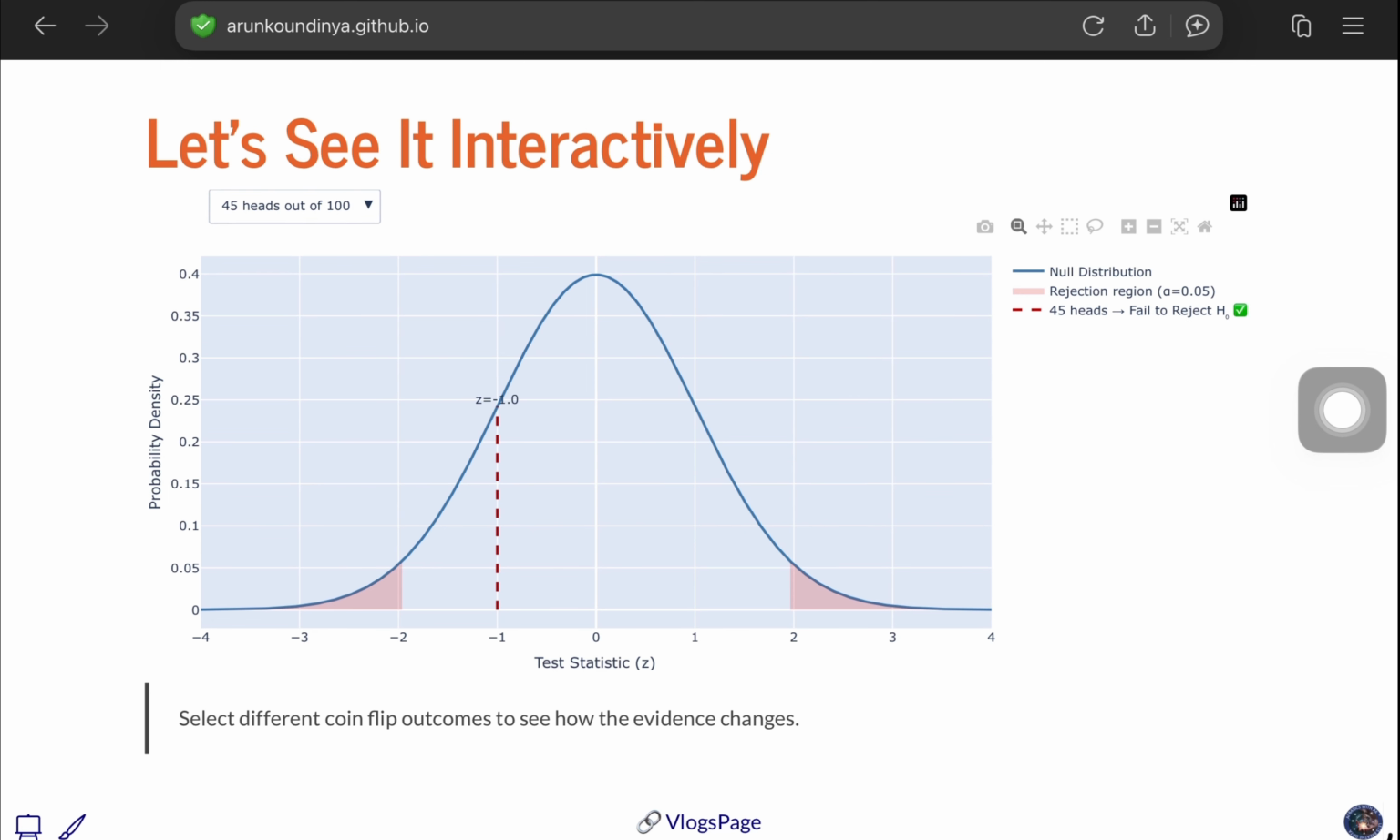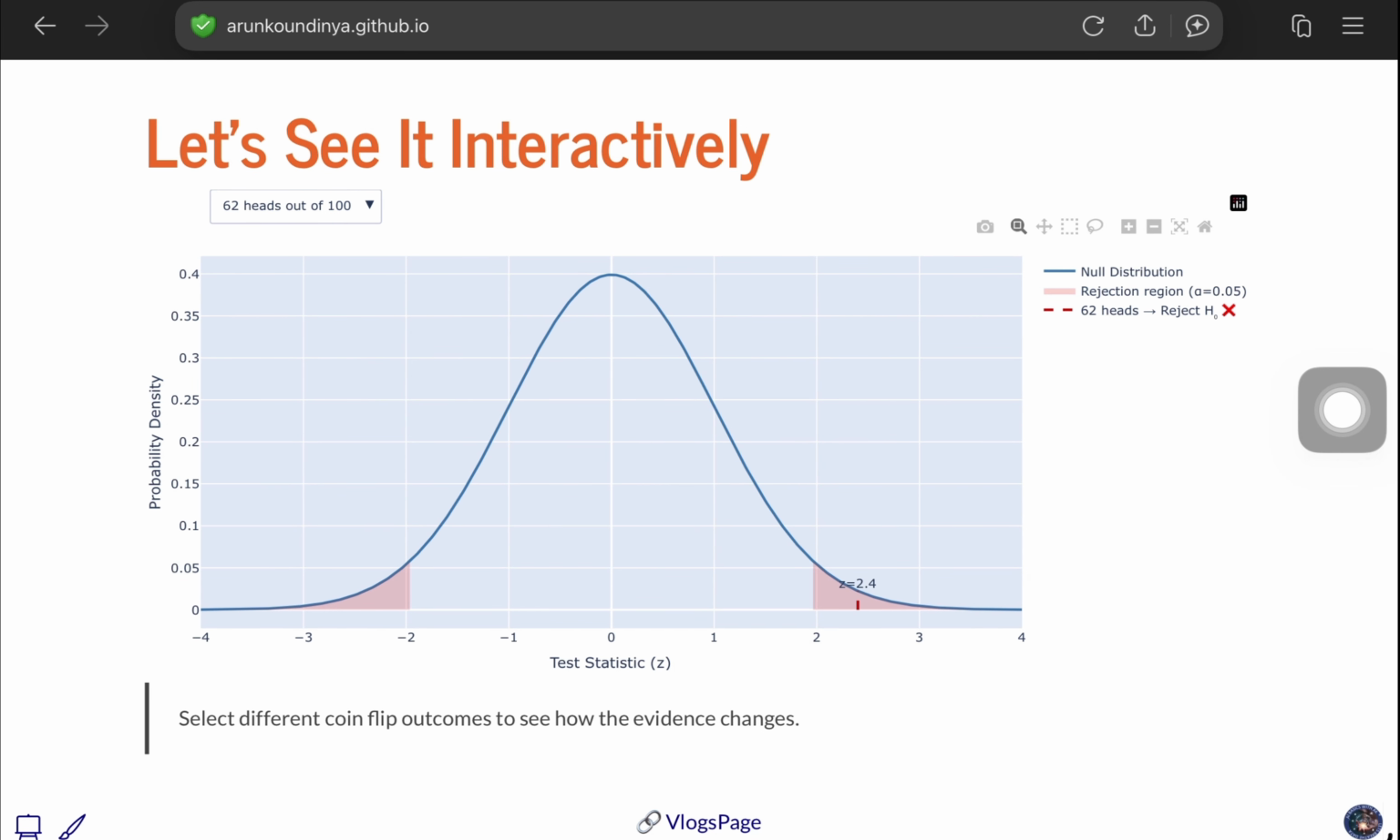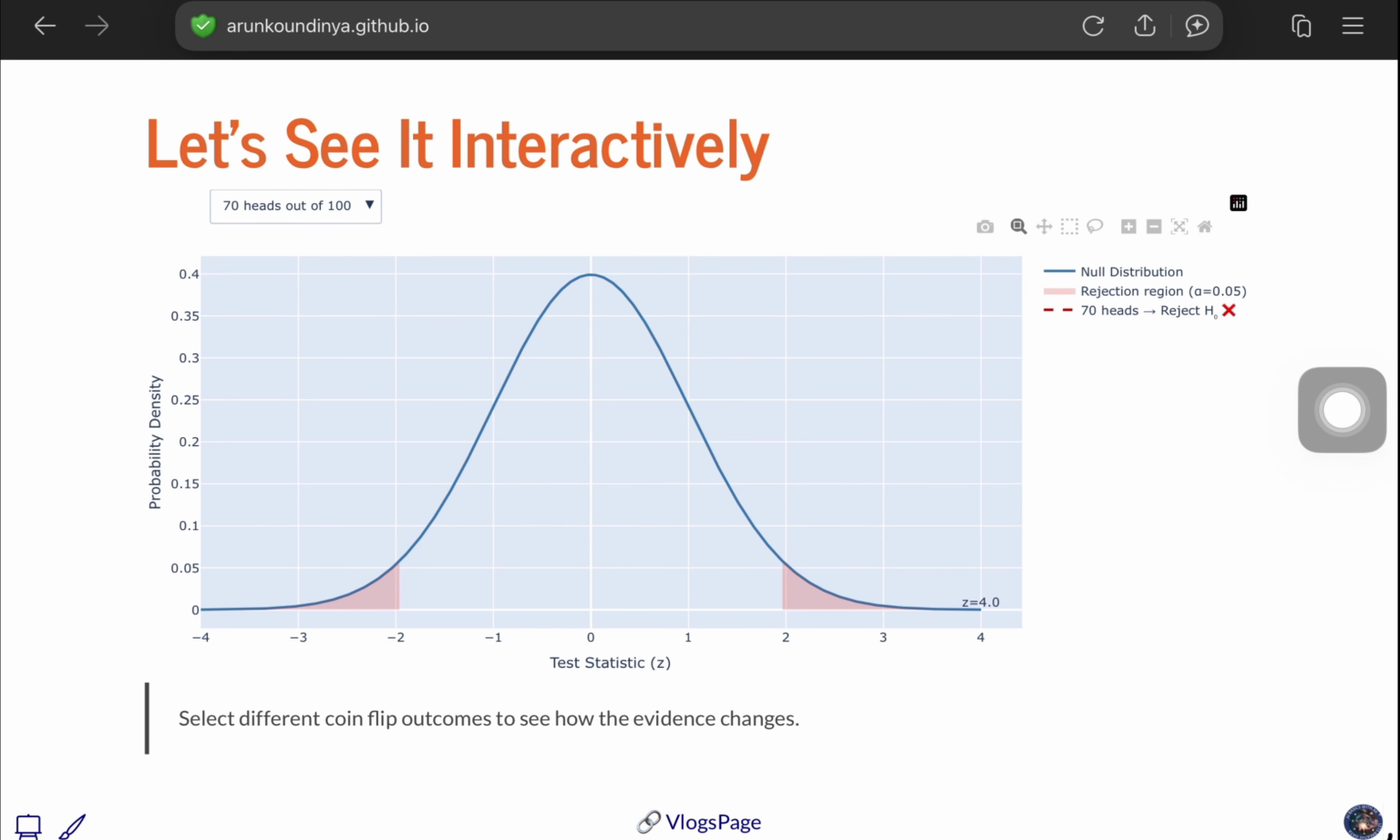You can see that when it is 45 heads, there is no need to reject the null hypothesis, because 45 heads out of 100 means it's a sufficiently fair coin. 52 heads, it's a perfectly fair coin. That's why you see the z value exactly at the center point. But 62 heads might be biased. Of course, 70 heads, most of the time it's a biased one.